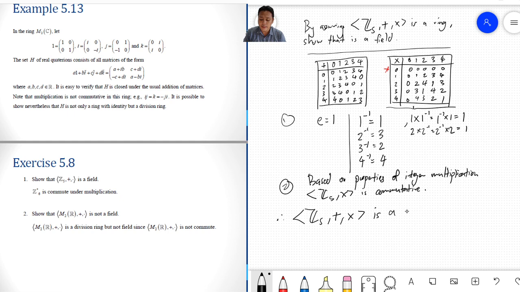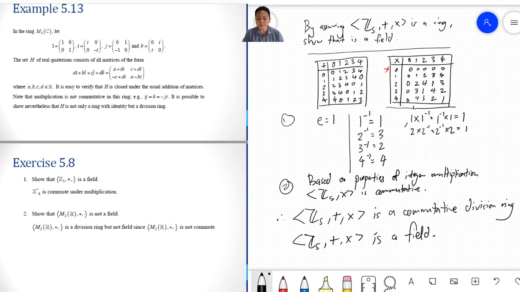Okay, you can directly write it as a field as well, but if I want to do this slowly, it's a commutative division ring. Z5 is a field.